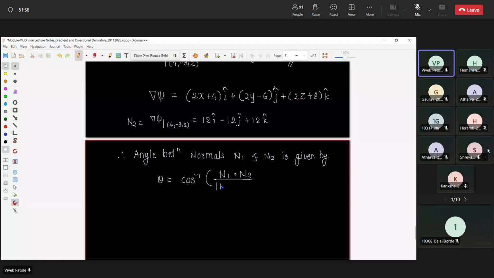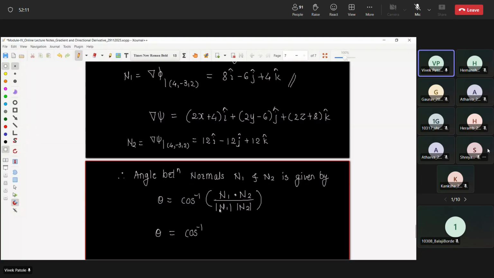mod N1 into mod N2. Likewise. Okay, please do evaluate this, everyone. You are having those two vectors above: 8i cap minus 6j cap plus 4k cap, then 12i cap minus 12j cap plus 12k cap. Okay, evaluate this and tell me what angle you are getting.